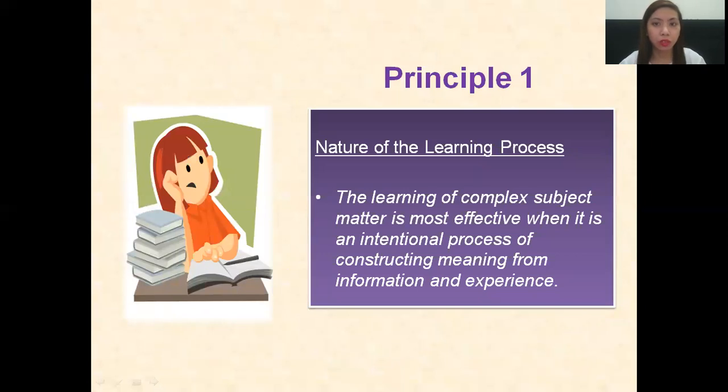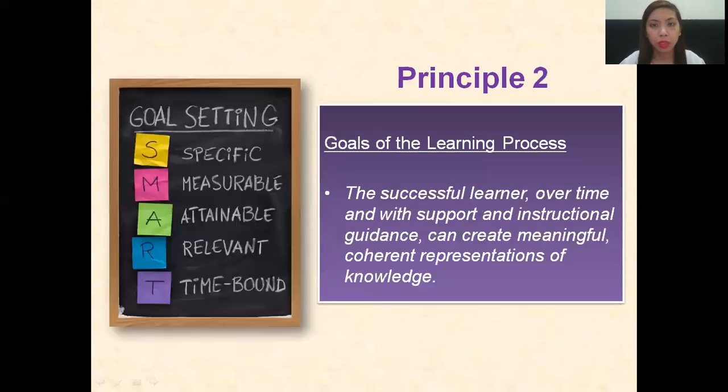Principle 1 is the nature of the learning process. The learning of complex subject matter is most effective when it is an intentional process of constructing meaning from information and experience. This principle suggests that students are able to successfully learn and understand complex subject matter when they are active, goal-directed, self-regulating, and assume personal responsibility for contributing to their own learning.